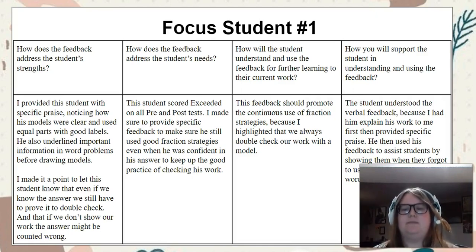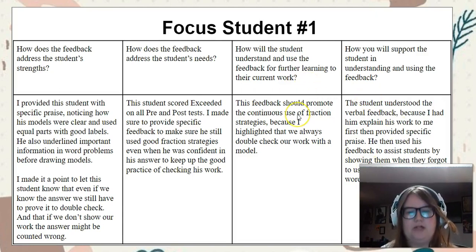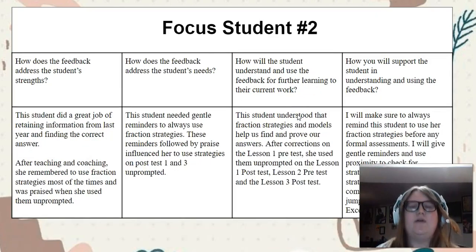He also then used the feedback I gave him to assist other students who were struggling to use a model but understood the concept. I would pair them together using Rally Coach Kagan structures, and I taught him how to use the feedback of, oh, I see you have the right answer, but how do you know? And then he would walk them through the process of using a model, which helped him feel great about using a model. Focus student number 2 was one of my middle of the pack students.